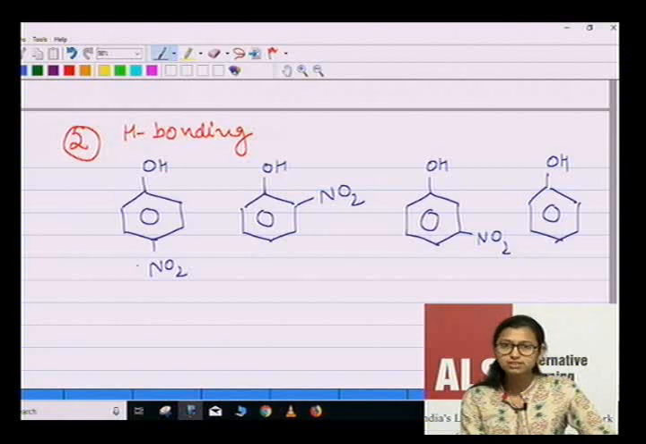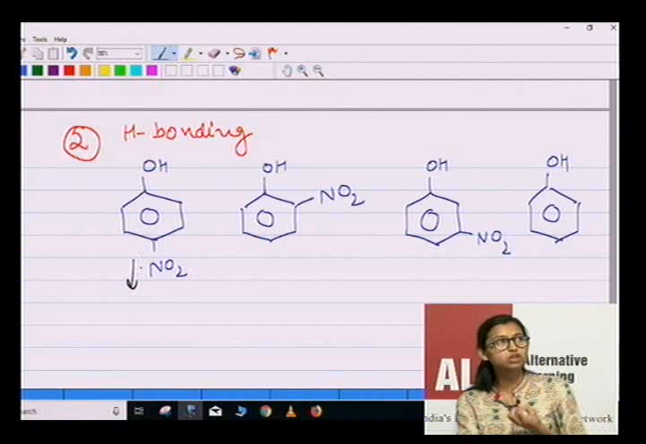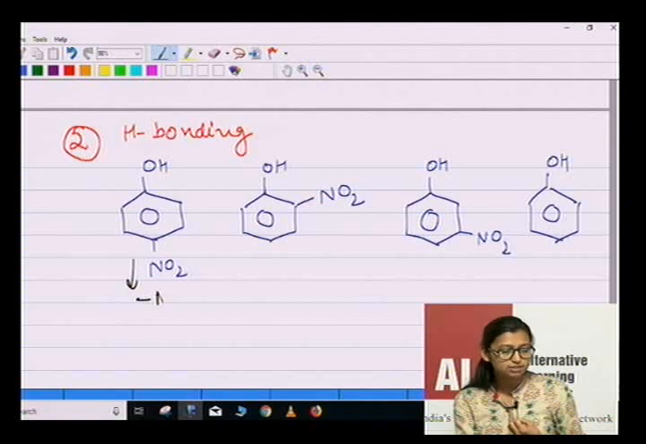I know that this is the nitro, right? Nitro is an electron withdrawing group. It will take the electrons towards itself. I know that this is a minus M group.